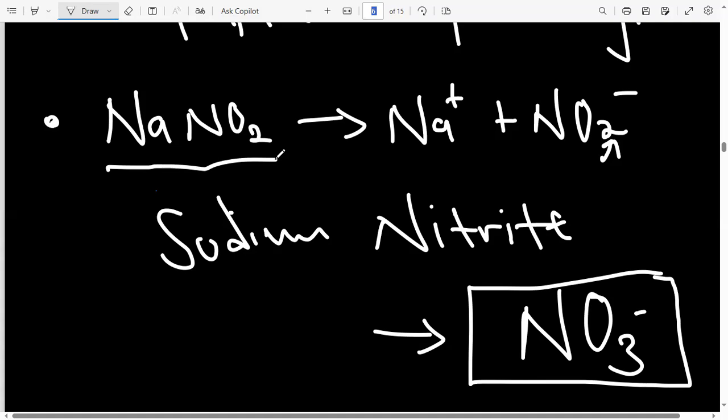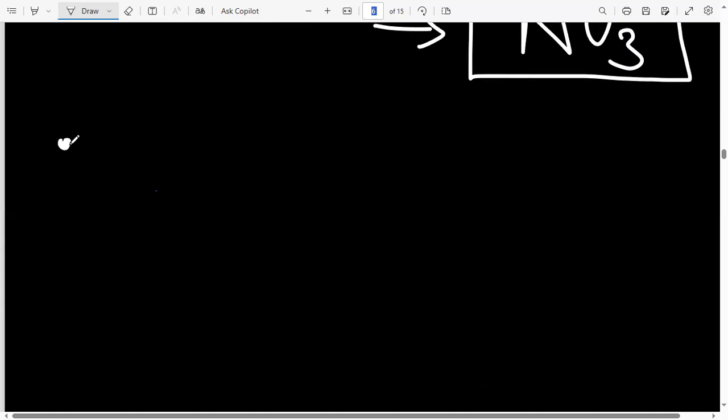And then let's look at the other one here. The other one was K2Cr2O7. This compound here, guys, is a very common compound in chemistry.